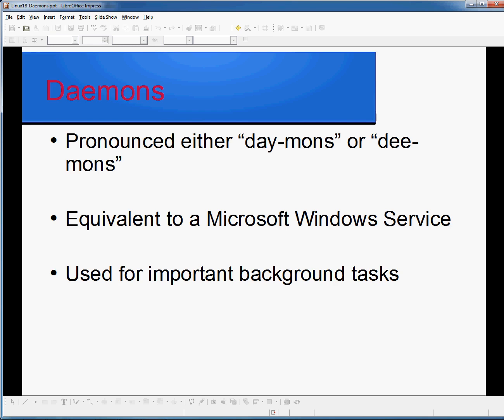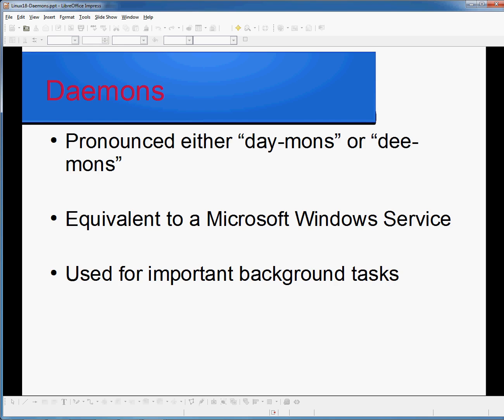A daemon is roughly equivalent to a Windows service. So you'll have daemons that will run, for example, as a sound service in the background, or specifically one I can think of off the top of my head is the DHCP daemon, which all it does is try and fetch an IP address, or give out IP addresses more specifically.